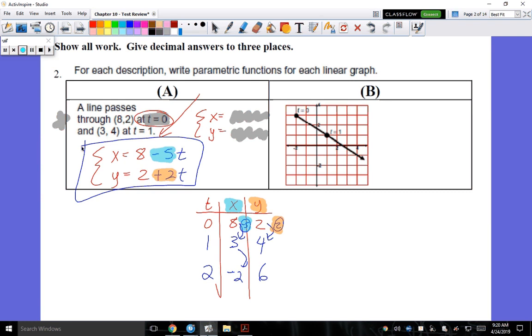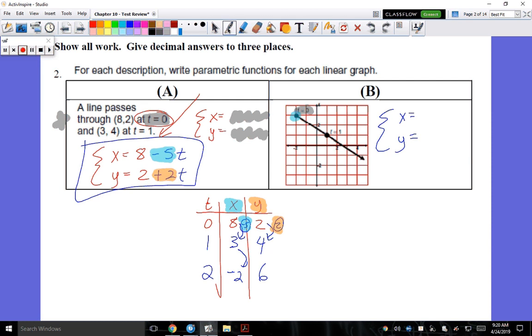This is the answer for part A. Now let's go over here, part B, and we're going to basically do the same thing. We want to know where it is that we start, and we will know that by looking for time is 0. So the location of this point right here is negative 2, 3.